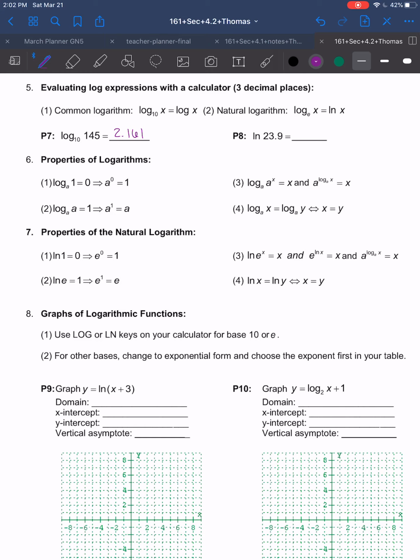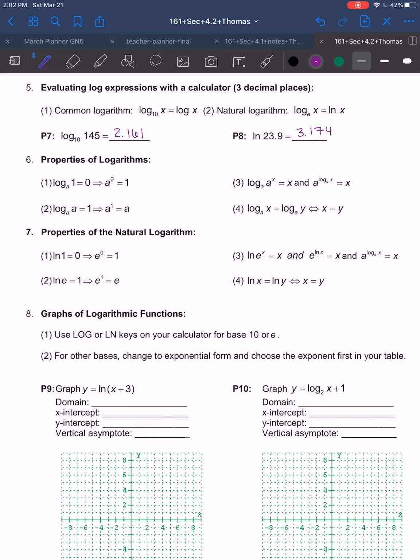And then log base e is the same as ln, natural log. We'll call it natural log. So instead of log base e, it just makes it easier. And then this probably is underneath that log button on your calculator. So if you plug this in, you're going to get 3.174 when you round to 3 decimal places.